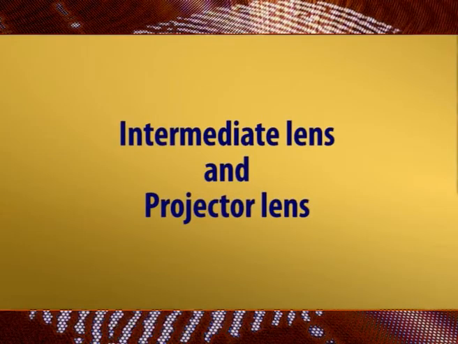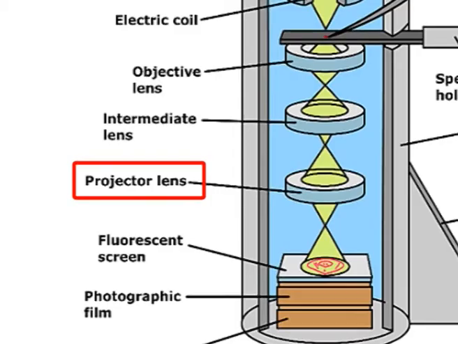Then you have the intermediate lens and projector lens. The intermediate lens produces patterns in the back focal plane of the objective lens, which is used by the projector lens to form the image on the screen. The projector lens produces a large image of several centimeters diameter across the fluorescent screen. The projector lens has a focal length of a few millimeters, which serves to minimize the image distortion occurring due to high angle scattering of electrons.